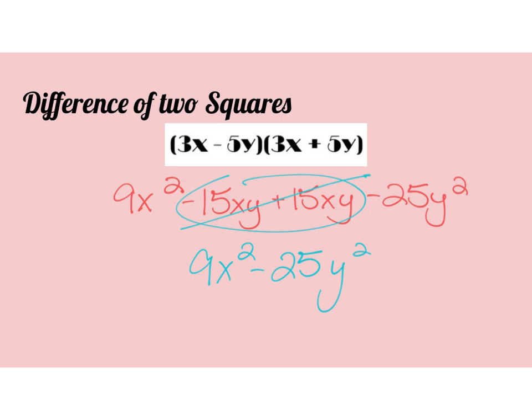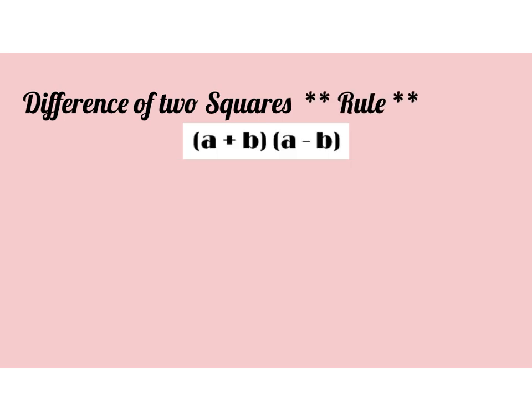So let's see what the trick is here. When you have same values but opposite signs, you take the first term and square it. You subtract the second term squared. That is it, ladies and gentlemen. This is called the difference of two squares. Notice difference because it's subtraction, and the two squares are the first term squared and the last term squared.